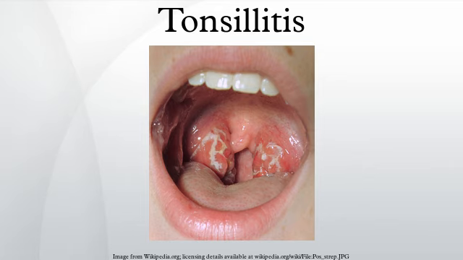Causes. The most common cause is viral infection and includes adenovirus, rhinovirus, influenza, coronavirus, and respiratory syncytial virus. It can also be caused by Epstein-Barr virus, herpes simplex virus, cytomegalovirus, or HIV.